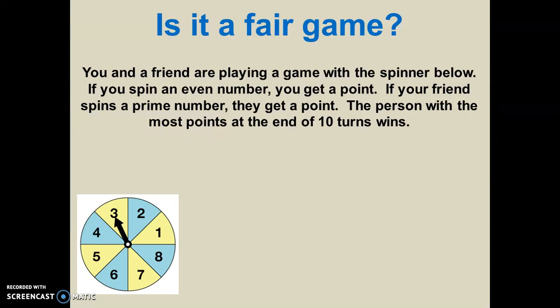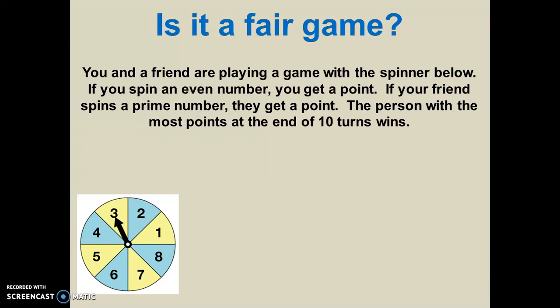It's equally likely for any person to win. And so an unfair game would be a game where it's not equally likely for each person to win. All right, so you and a friend are playing a game with the spinner below. If you spin an even number, you get a point. If your friend spins a prime number, they get a point. And the person with the most points at the end of 10 turns wins.